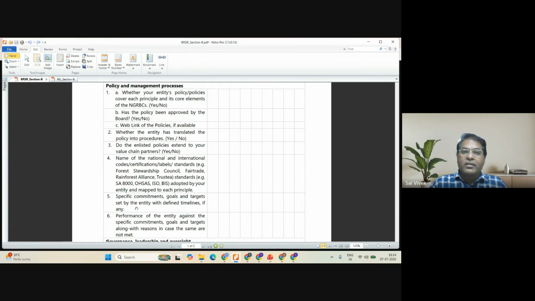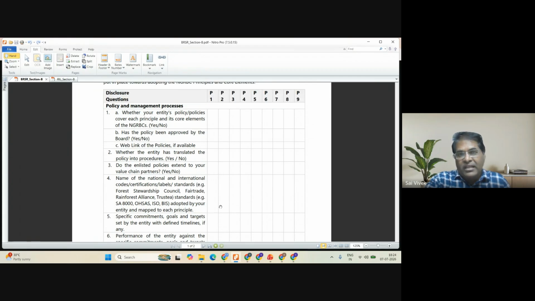So what are they? And what is it with respect to each principle is to be stated here: specific commitments, goals, and targets set by the entity with definite or defined timelines, if any. For example, we go with P6, which is environmental protection. So what would our target be? Say we are committed to net zero. By which year? Say 2035. We can go for that.